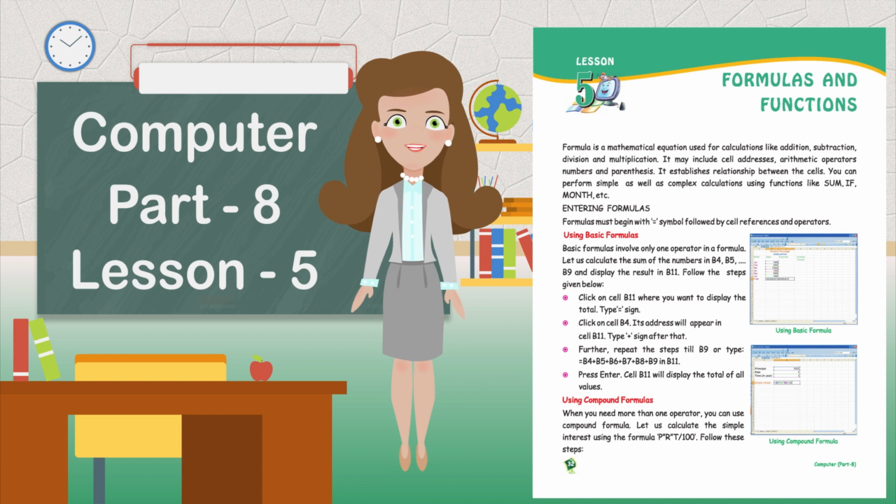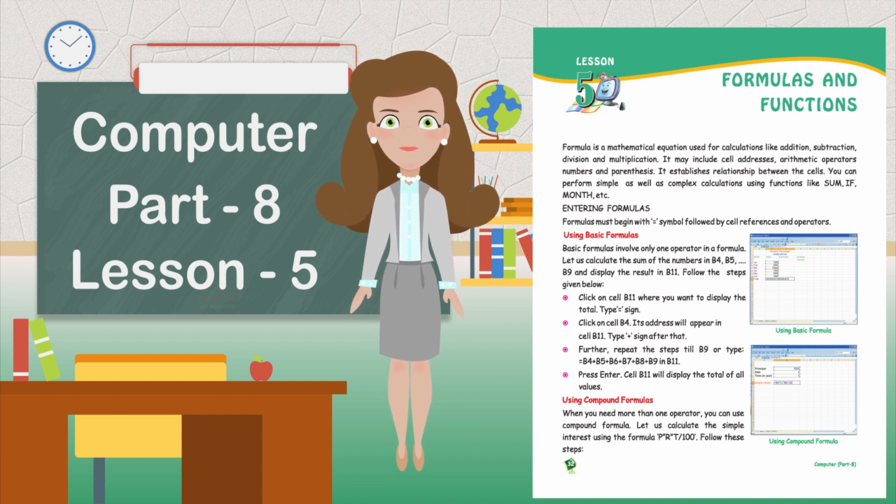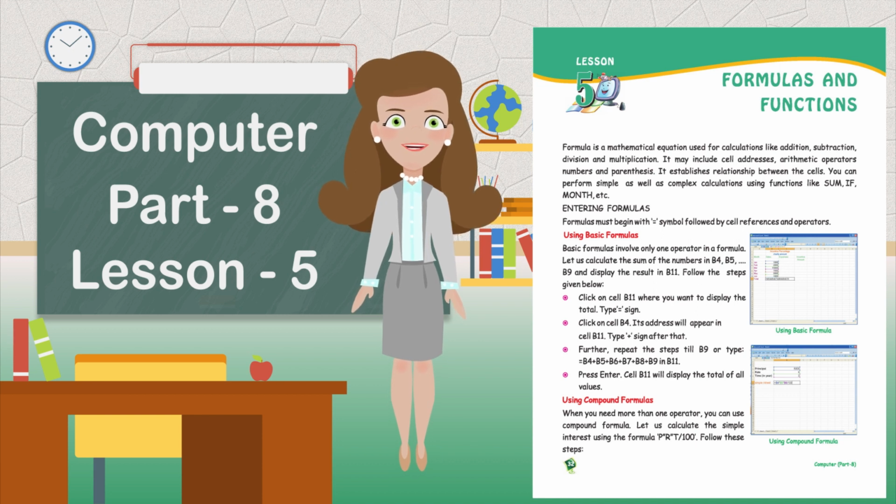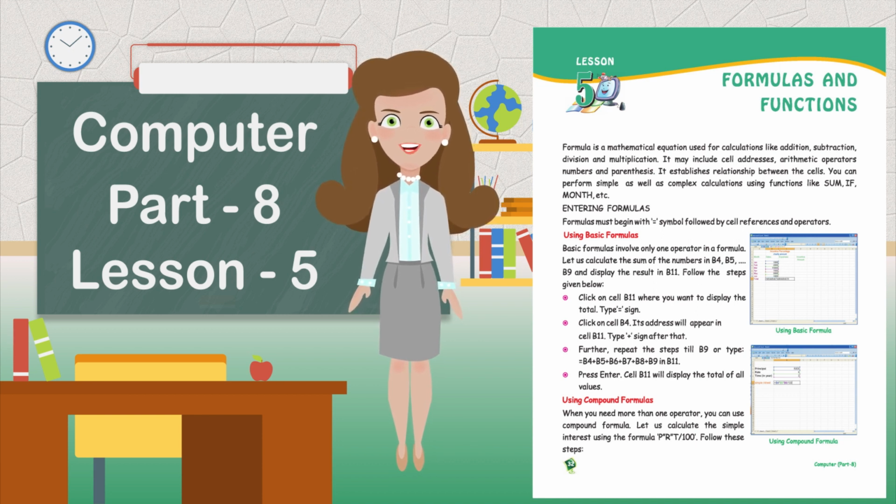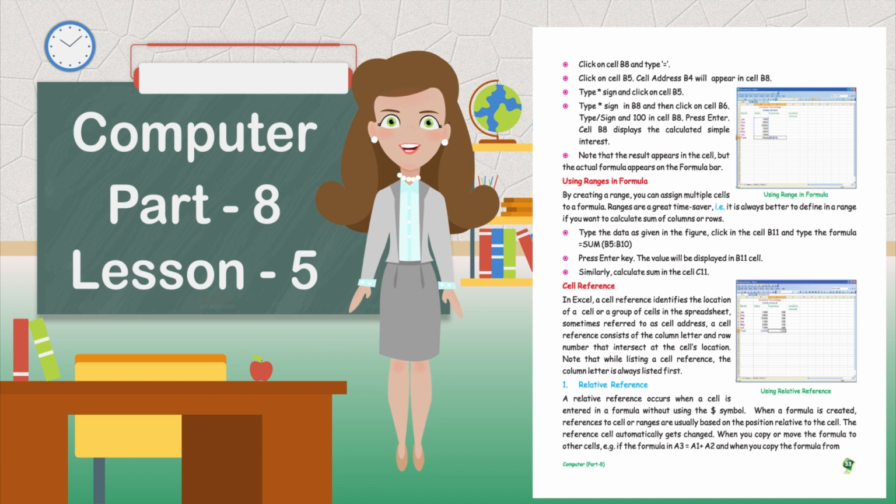Using compound formulas. When you need more than one operator, you can use a compound formula. Let us calculate the simple interest using the formula P*R*T/100. Follow these steps. Click on cell B8 and type equal. Click on cell B4. Cell address B4 will appear in cell B8.